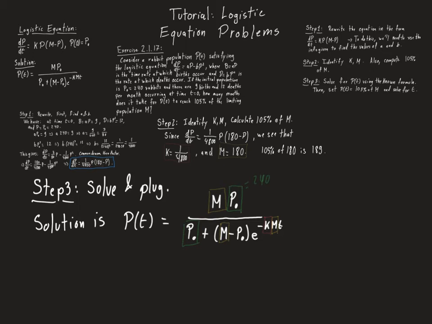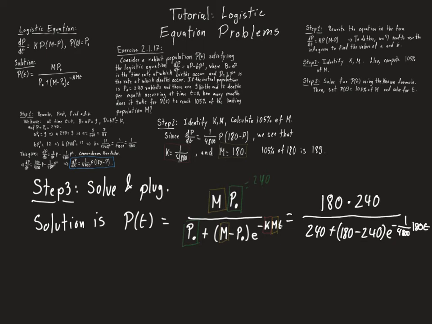All right, time to plug all these values in, see what we get. So we're going to have, in the numerator, m is equal to 180. That's being multiplied by P0, which is equal to 240. That's a times. Now, in the denominator, we have P0, that's 240, plus m is 180, minus P0, that's 240 again, times e to the negative k is 1 over 4800, times m, which is 180, times t.